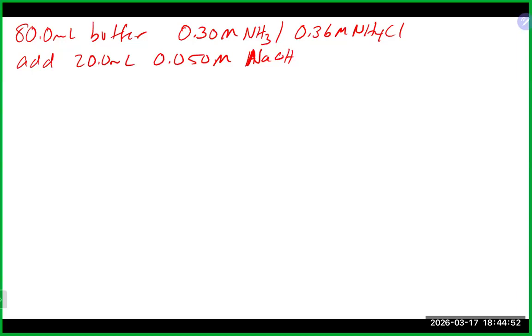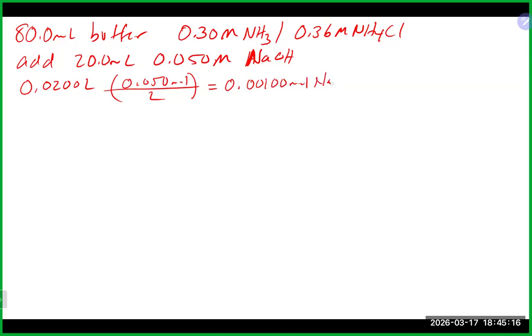So we need some moles of everybody. Divide 20 by 1,000, or move the decimal, to convert it to liters. 0.05 moles per liter will give us 0.02 times 0.05, 0.001 moles of sodium hydroxide. Now, just so we're clear, if you have a buffer sitting here, both of these things are in your buffer to start with.